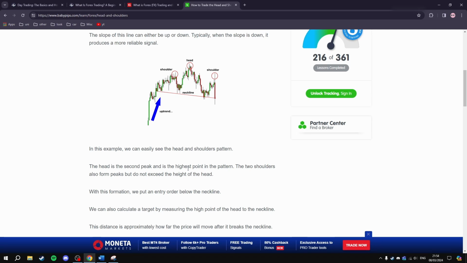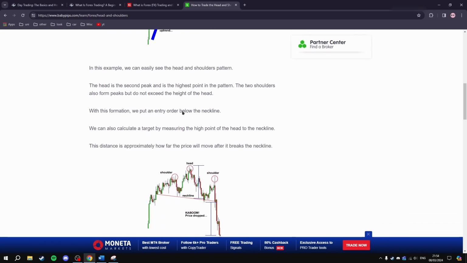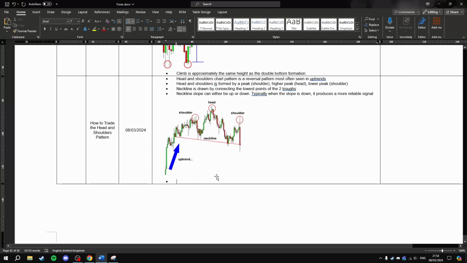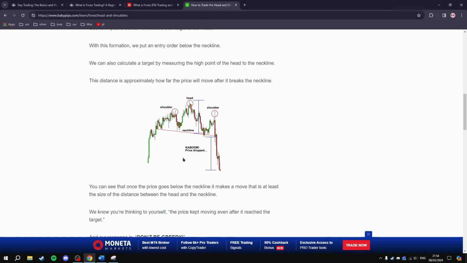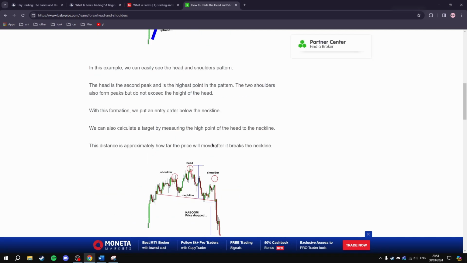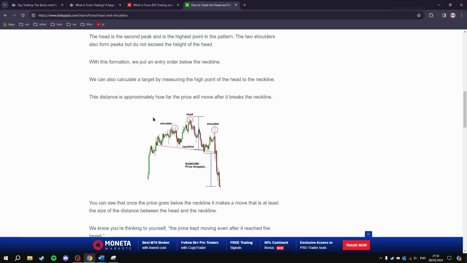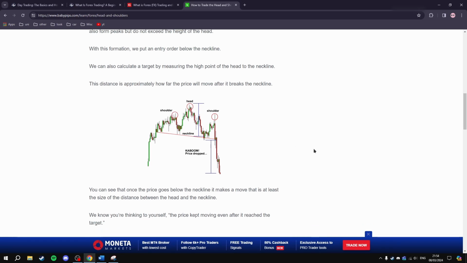In this example, we can easily see the head and shoulders pattern. The head is the second peak and is the highest point in the pattern. The two shoulders are also formed peaks but do not exceed the height of the head. With this formation, we put an entry order below the neckline. We can also calculate a target by measuring the high point of the head to the neckline. So like this distance here. The distance is approximately how far the price will move after it breaks that neckline.